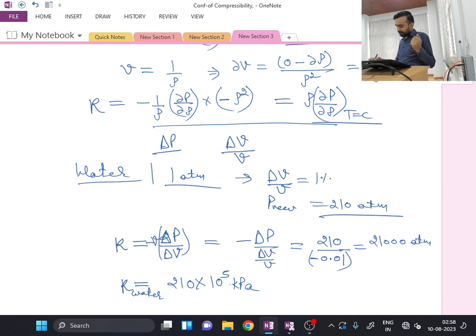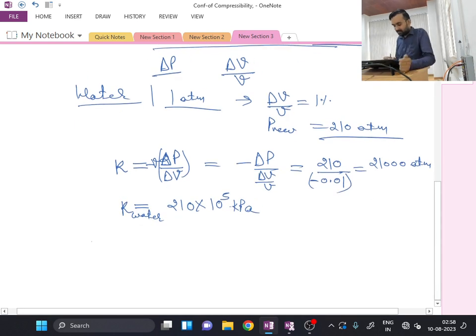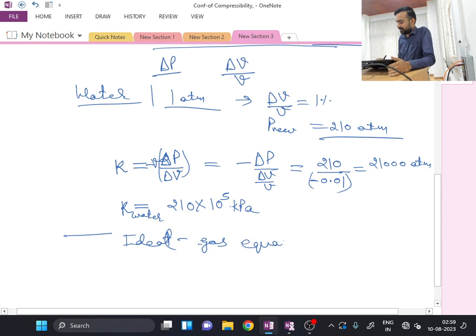Okay. So typically, if I talk about gases, one very important equation applicable at atmospheric condition is the ideal gas equation. As per the ideal gas equation, I can write P is equal to rho RT, where rho is density, R is the characteristic gas constant, and T is temperature in absolute scale.